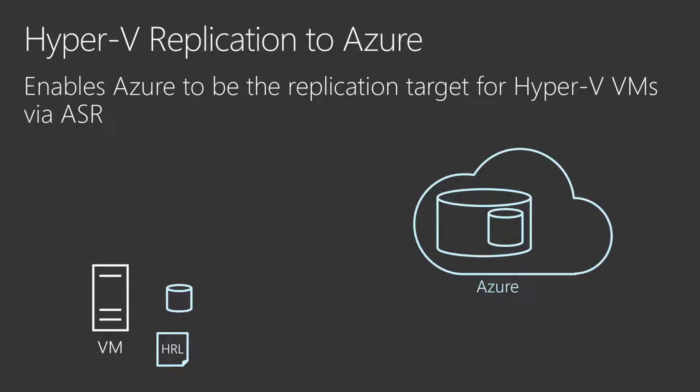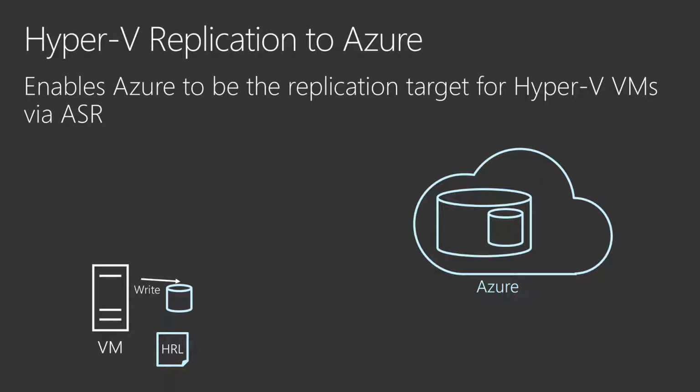Besides Hyper-V Replica from one site to another, it is exactly the same. So you have a VM, and you have Azure in this case, so you can enable Azure to replicate from your target Hyper-V VMs using ASR.